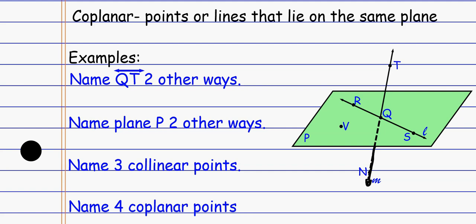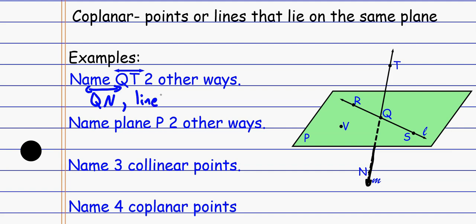So it says name line QT in 2 other ways. Line QT is the one I've just been describing, the line that's going up and down. Remember, I can use any 2 points on the line. So instead of using line QT, I can say this is line QN. And that would be the same line because it goes through those 2 points and it keeps going. It eventually hits T also, okay? Or we could just say that's line M.